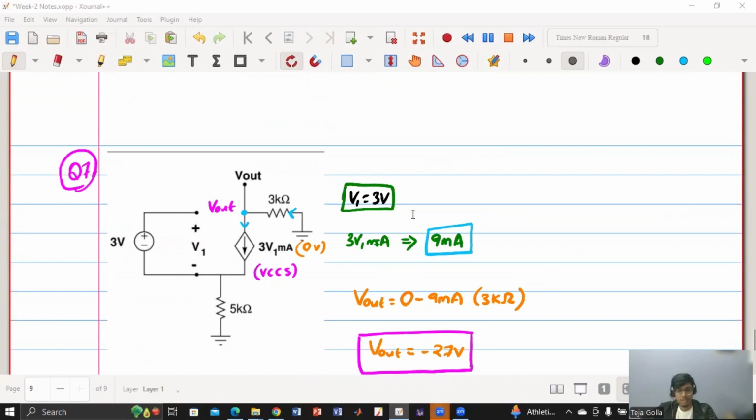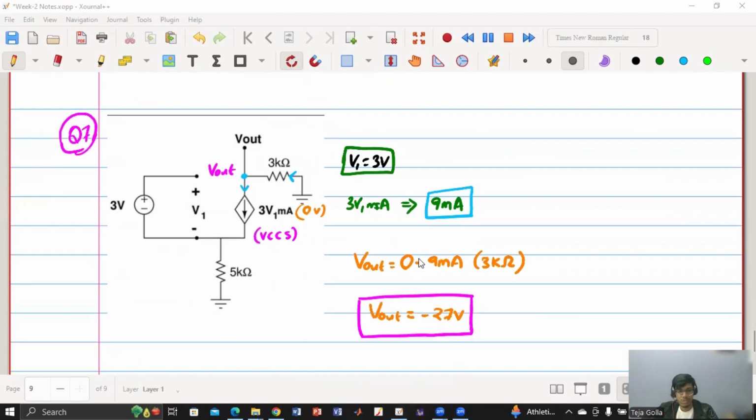Excuse me, sir. Yes, yes. Sir, in V out, you have mentioned V out is equal to 0 minus 9 amp. How did we get that 9 amp? I'm confused. Yes. So if you see in this current source, 9 milliampere is flowing, right? In this 3V1, yes, V1 is 3.